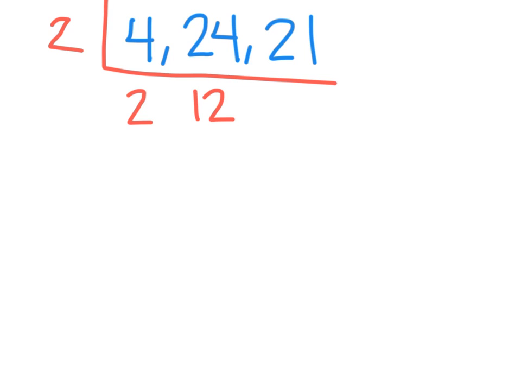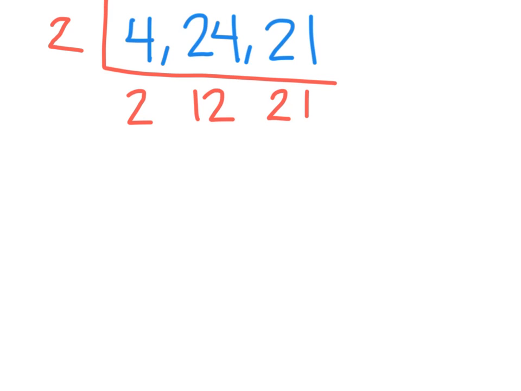Okay, let's go over the first one. So we'll start our cake. I have 4, 24, and 21. I could divide at least 2 of them by the prime number 2. So I'm going to put that on the outside of my cake. 4 divided by 2 is 2. 24 divided by 2 is 12. And 21 I can't divide by 2, so since I can't do anything to it, I have to keep it 21.